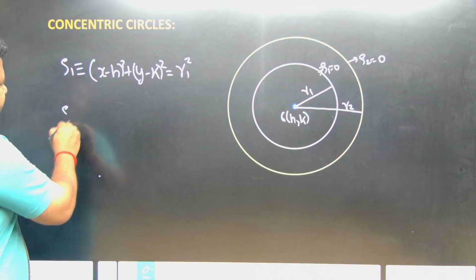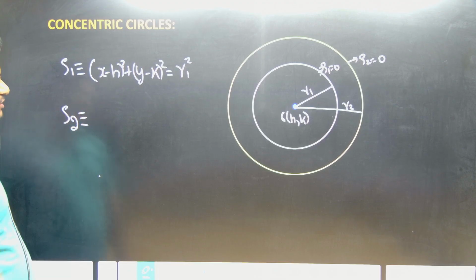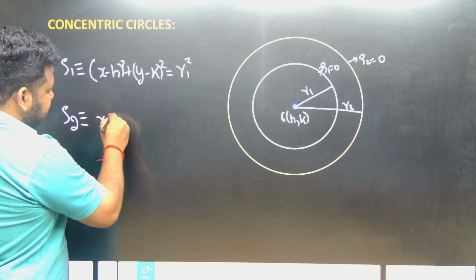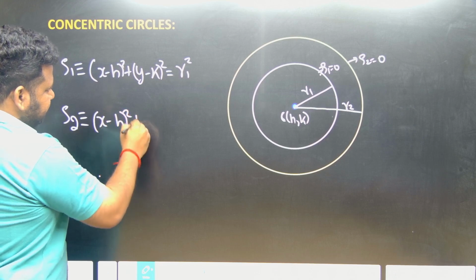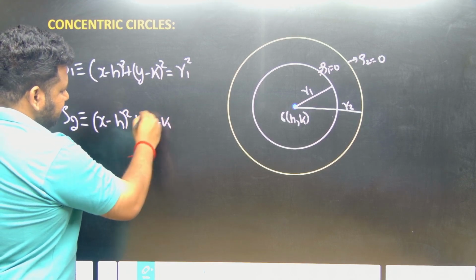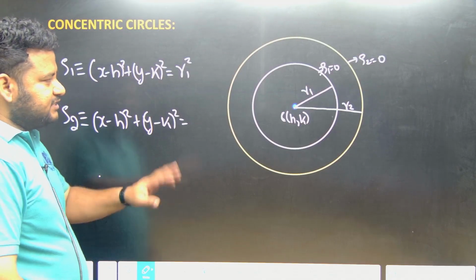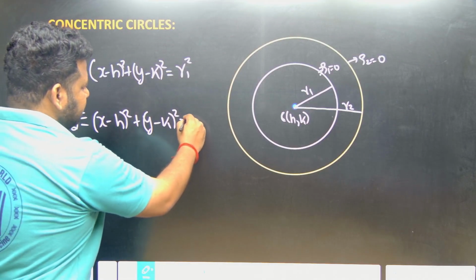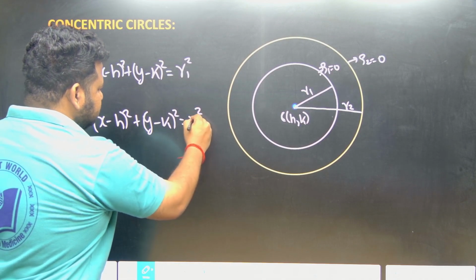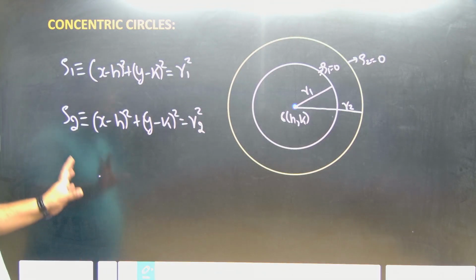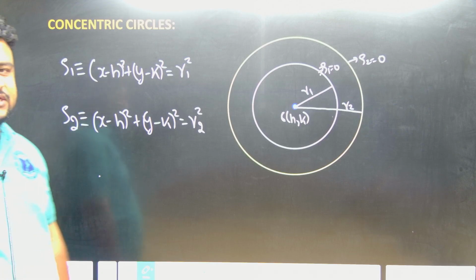If I am talking about S2, the standard equation of the circle will become x minus h whole square, because here also the center is the same, plus y minus k whole square is equal to, here the radius is not R1, it is R2, so we will write it as R2 square. Clear? Okay. So, we represent the standard equation of the circle for given concentric circles.